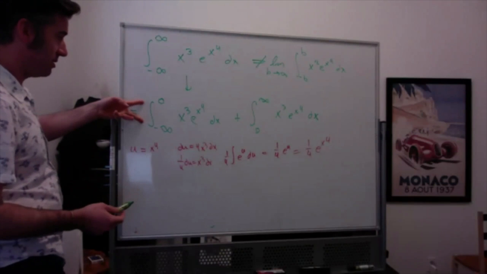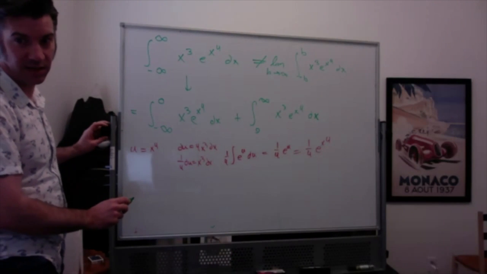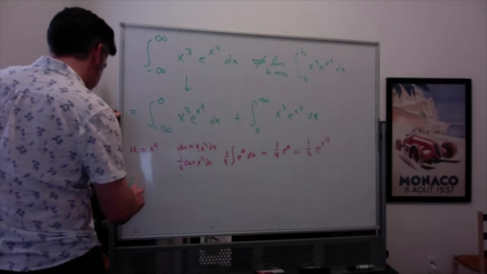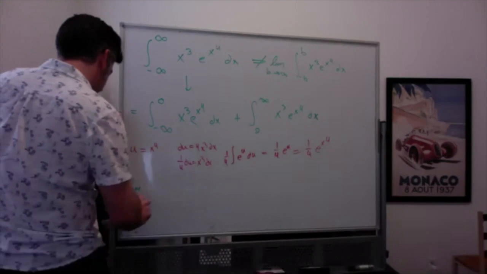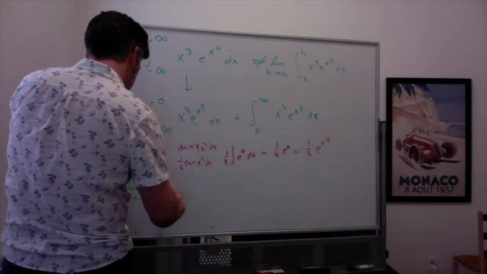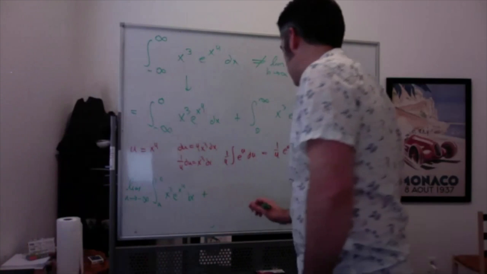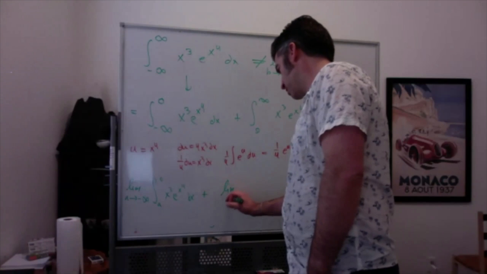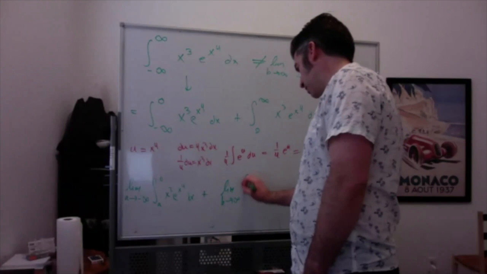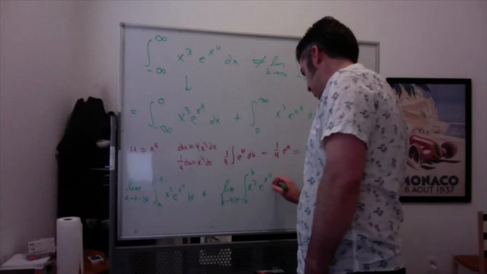So now, here's how we're going to write this. So this I should write as a limit. So this is going to be the limit as a goes to minus infinity of the integral from a to 0 of x cubed e to the x to the fourth dx, plus the limit as b goes to infinity of the integral from 0 to b of x cubed e to the x to the fourth dx.